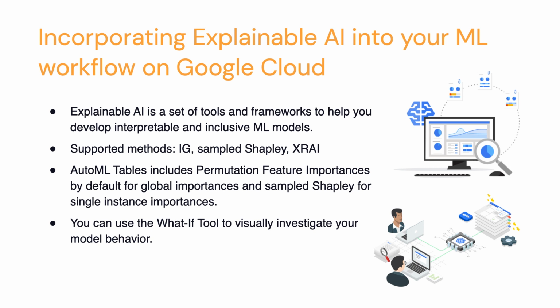Google Cloud's AutoML Tables product also incorporates explainability as a first-class citizen to its predictions, with permutation feature importance for global interpretability and sampled Shapley for feature importances on individual predictions. Google Cloud's Explainable AI is a great way to get started in this space and incorporating more complex models that deliver higher accuracy into your machine learning systems, while also providing interpretable predictions that build understanding and trust among your model's end users.